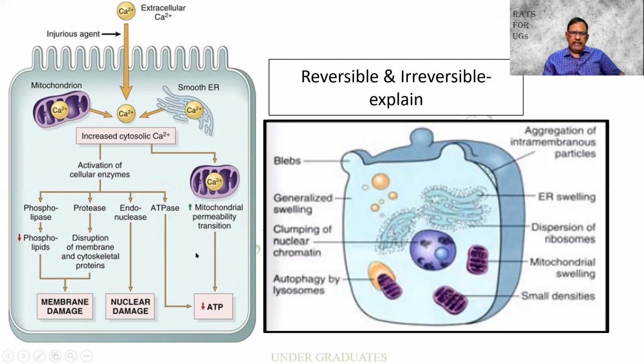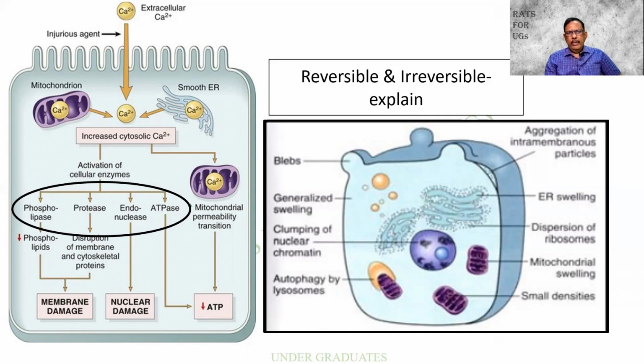All the enzymes can be activated. Look at this one: phospholipase, protease, endonuclease, ATPase. What will happen when phospholipase is activated? It leads to phospholipid damage, which is there in the membrane. When protease is activated, there is damage to various cellular proteins. When endonuclease is activated, there is damage to the nuclear membrane. When ATPase is activated, there is a fall in the ATP.